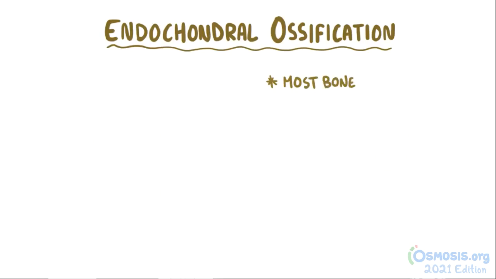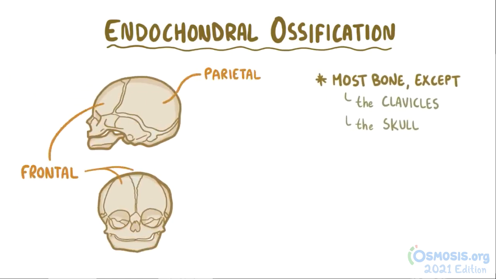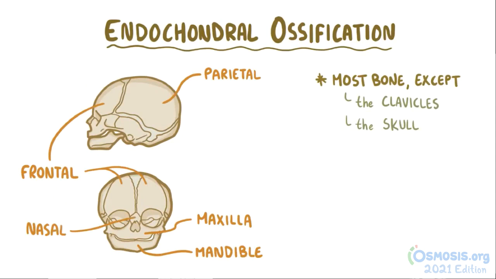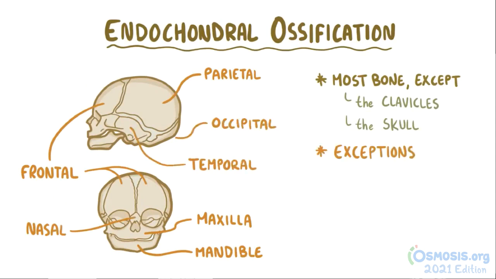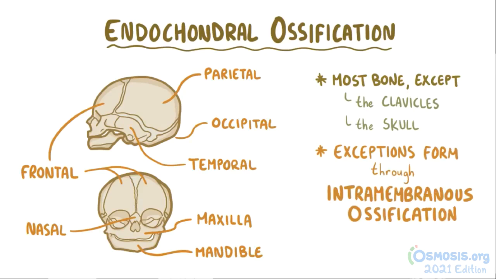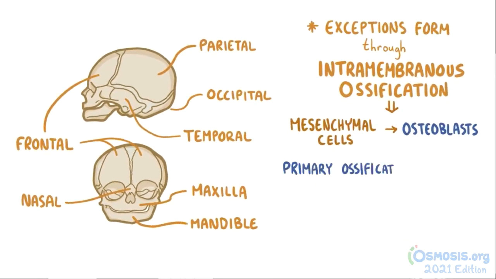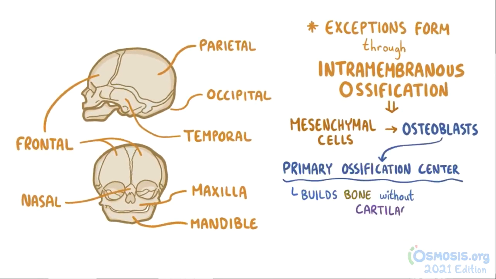Most of the bones in our body form through endochondral ossification, except for the clavicles and the bones in the skull, like the parietal and frontal bones, as well as the maxilla, mandible, and nasal bones and parts of the temporal and occipital bones. These exceptions form through intramembranous ossification, which is when mesenchymal cells differentiate into osteoblast cells which create the primary ossification center and start building bone without any cartilage model. As before, blood vessels reach the center of the primary ossification center, which already has osteoblasts, and start bringing nutrients.